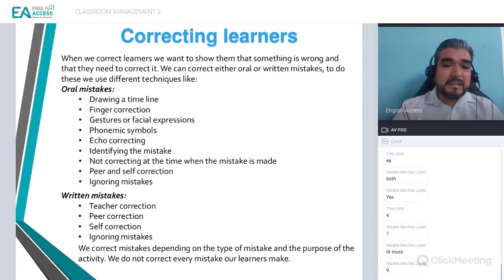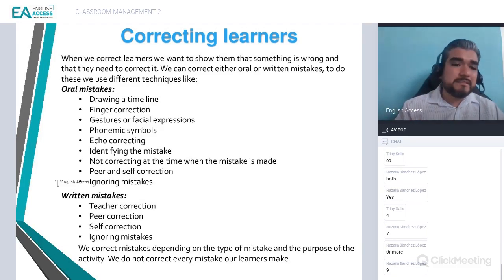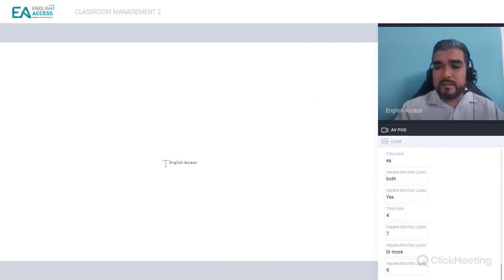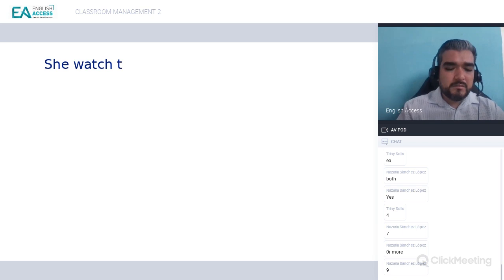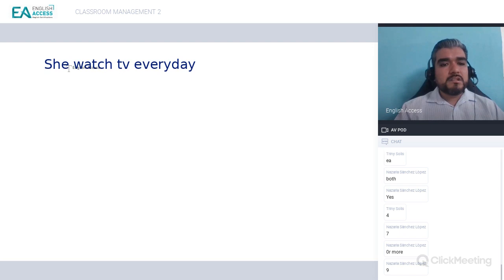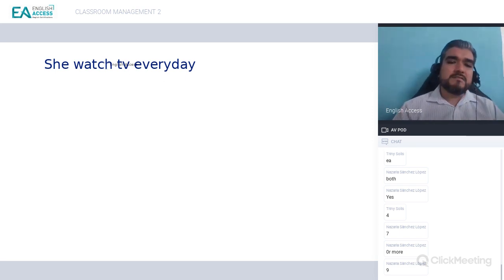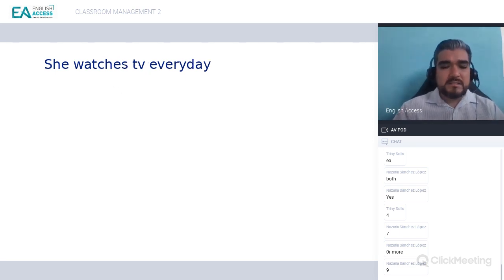Identifying the mistake: you can write what the student said on the board, and tell the students. For example, the student says "she watched TV every day," and I say "she watch," and I write it on the board. I say, look at the board: "She watched TV every day." There's something wrong with that. What do you think? "Oh, she watches." Yes, you say she watches.